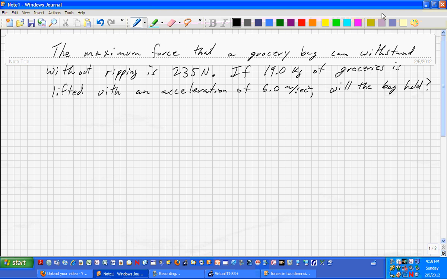There's a bunch of different ways to do this. That's what I love about this problem. But the easiest way to do this is probably to figure out what the force is that is generated by accelerating it at 6 meters per second squared, and then compare that to 235. If that force is greater than 235, then the bag will rip. So what we're going to do is figure out that force of lift.